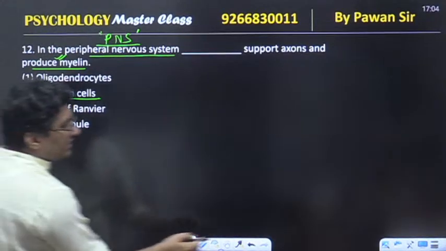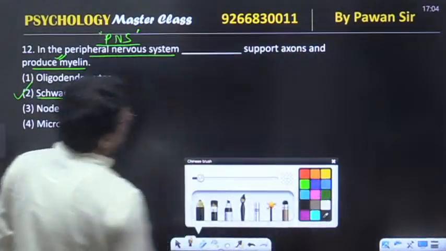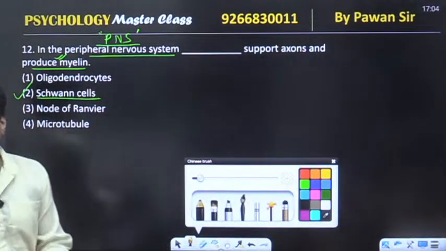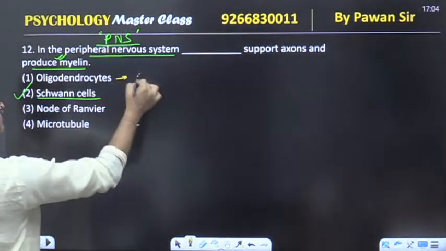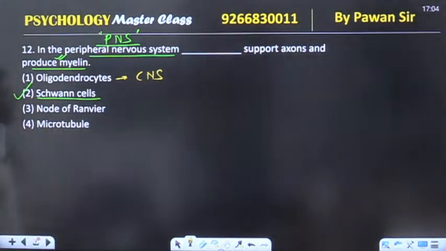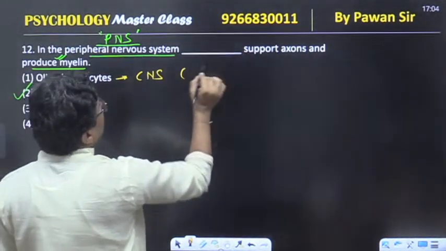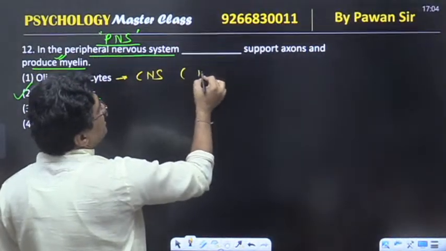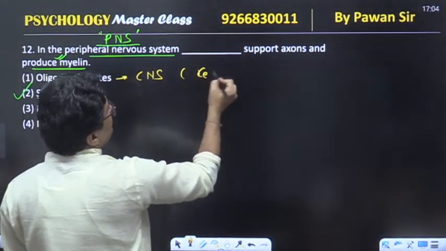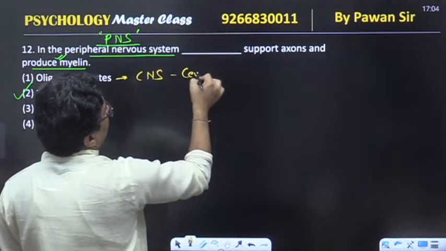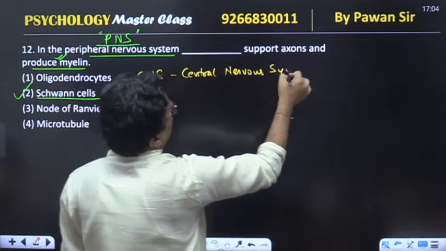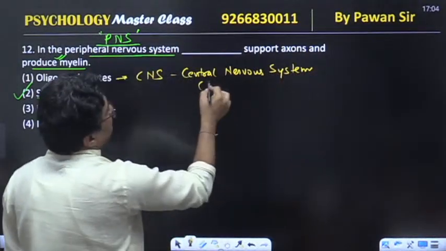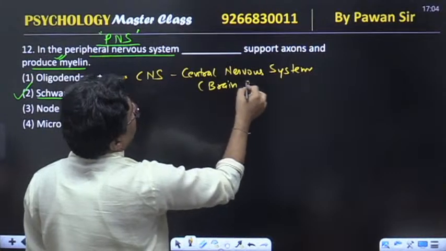Similarly, what produces myelin in the central nervous system? In the central nervous system, oligodendrocytes produce the myelin sheath. And what is the central nervous system? It includes the brain and spinal cord.